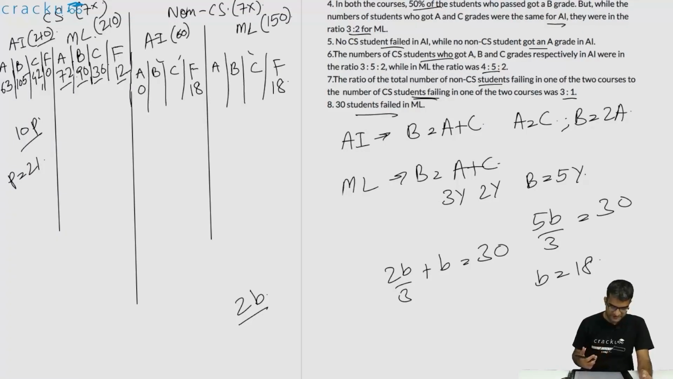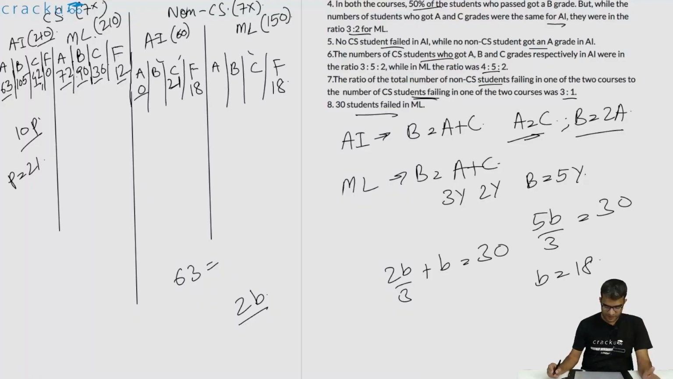Now, how can we proceed further? What we know is in AI, the number of A's is equal to the number of C's, and the number of B's is equal to the sum of A plus C. What is the number of students who got A in AI? That is 63 plus 0, so that is 63. So the number of C's also has to equal 63. So 42 plus this number will be equal to 63, or this number will be equal to 21.